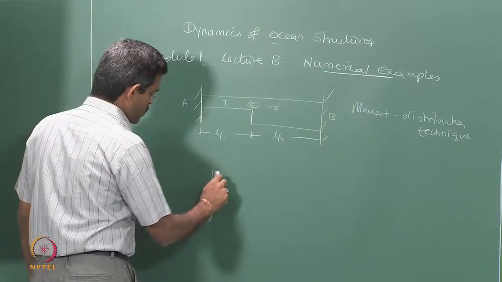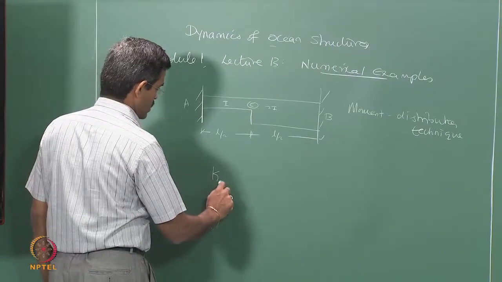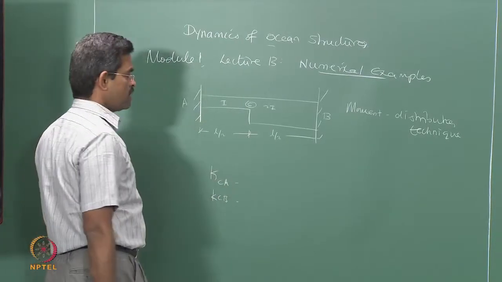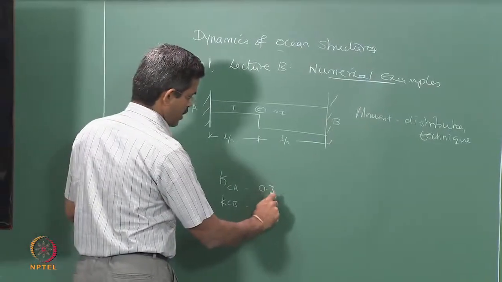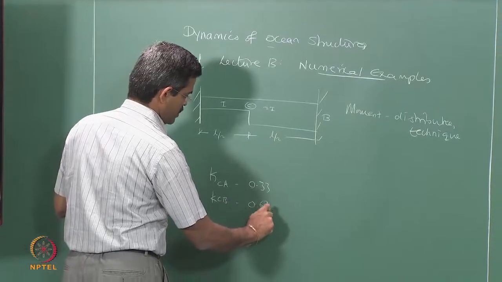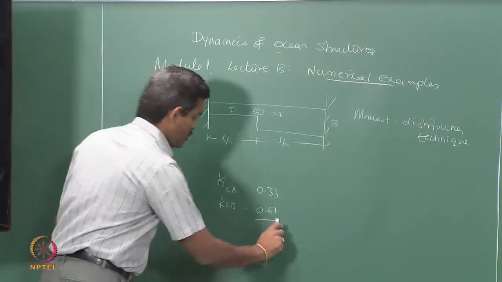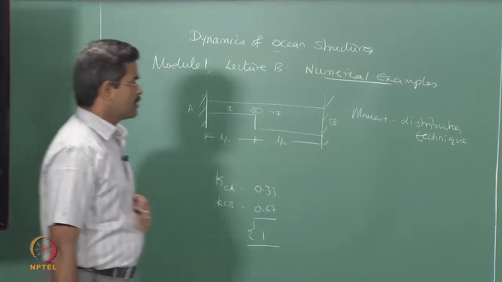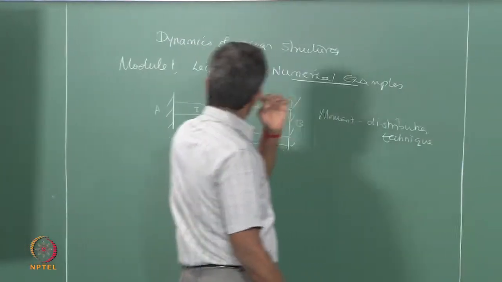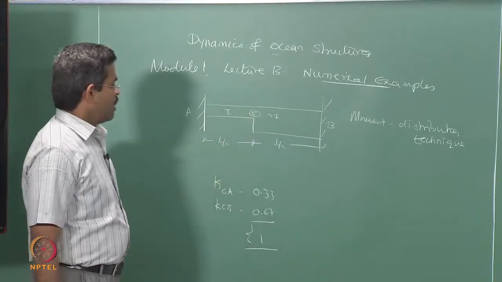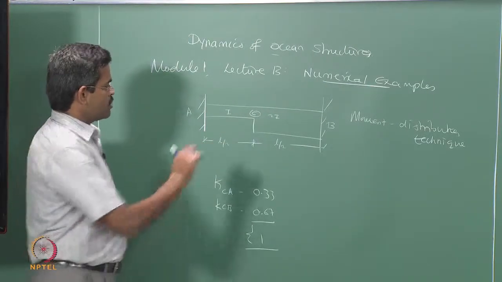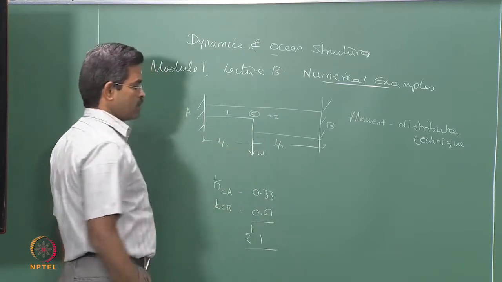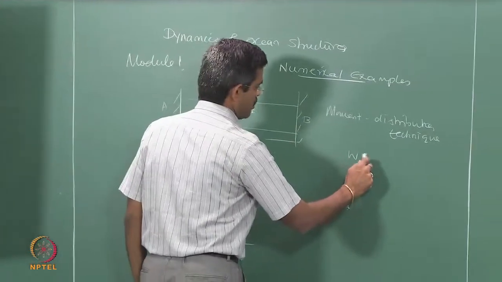So, we already found out the distribution factors. I think this was 0.33 and this was 0.67. So, the sum should always be 1, however many members are meeting at a joint. Now, we want to find out the force which is responsible to cause unit deflection at this point, because this is a point where my W is hanging. So, I know already that W is equal to mg.